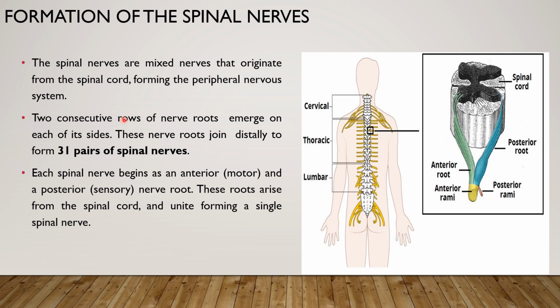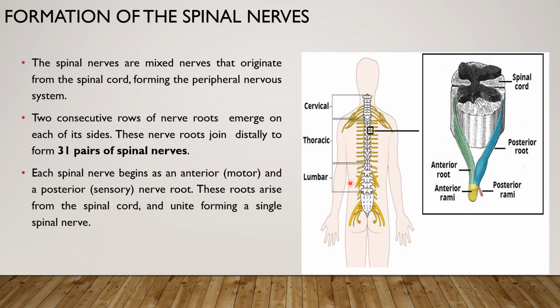Two consecutive rows of nerve roots emerge on each side of the spinal cord. Right side two consecutive rows and similarly left side two consecutive rows. These nerve roots join at a distance from the spinal cord and form a pair. So thus there are 31 pairs of spinal nerves. Each spinal nerve, as we have seen, has an anterior and a posterior nerve root. These roots arise from the spinal cord and unite to form a single spinal nerve.